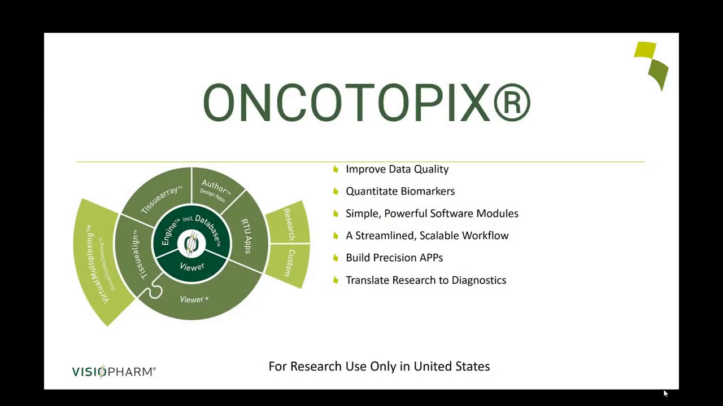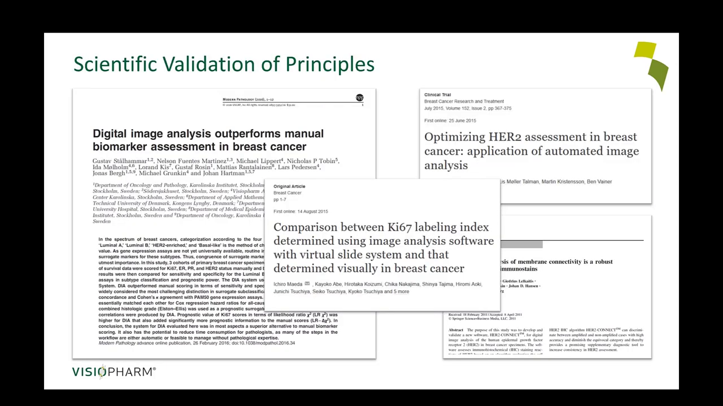Oncotopix is Visiopharm's flagship software designed for the analysis of digital pathology images. Oncotopix is heavily centered around improving data quality and enhancing both accuracy and precision of data analysis and results. Oncotopix consists of a number of modules that come together to provide the most powerful platform available for digital pathology research today. The scientific principles in Oncotopix are validated in the literature in the 1,200 papers that have been published just since 2010.